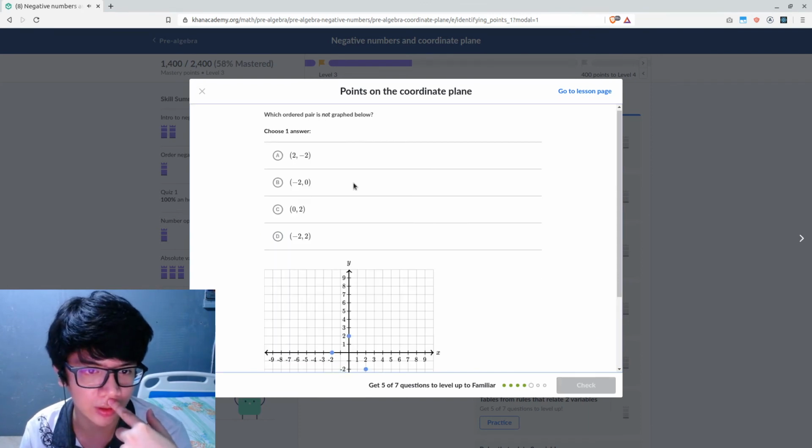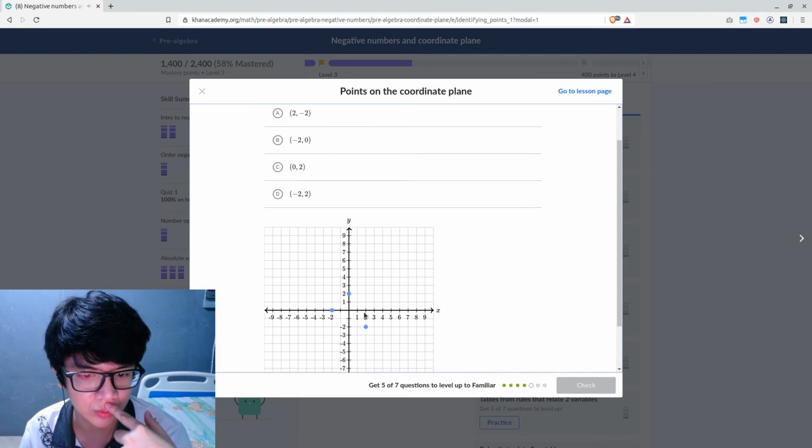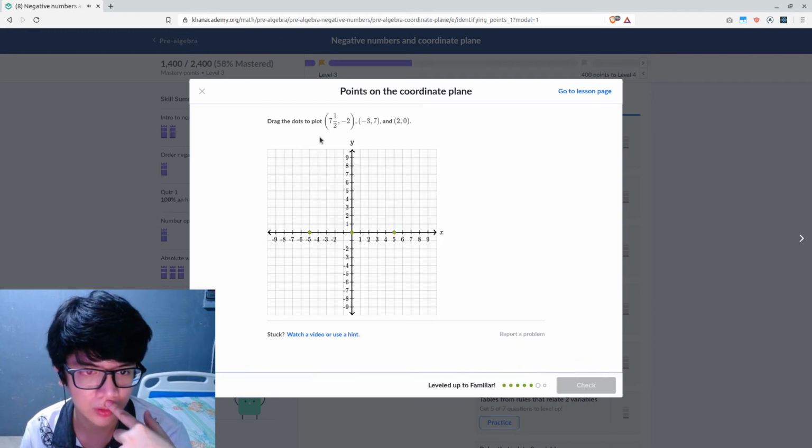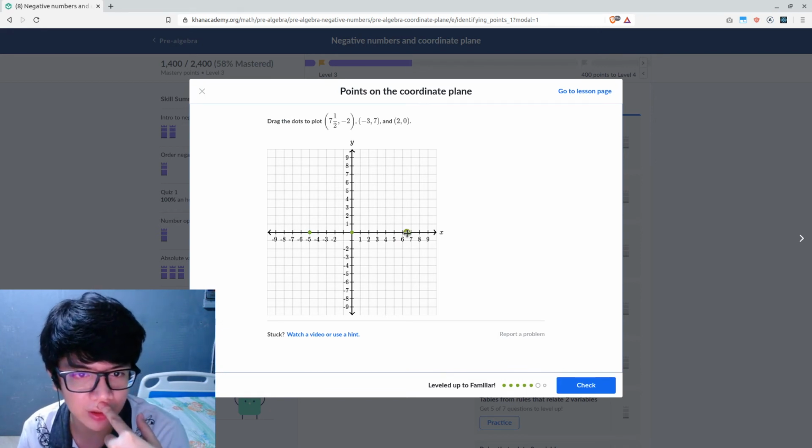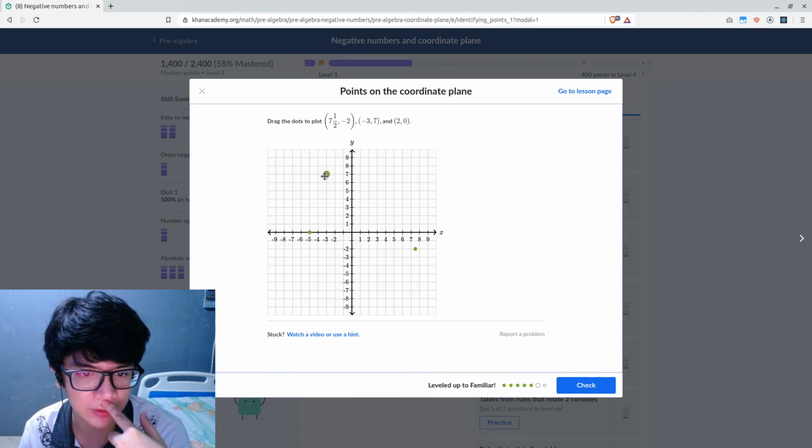Which ordered pair is not graphed below? Okay, +2, -2, -2, 0. 0, -2, so -2, -2. Drag the dots to plot. 7.5 and -2. So you have -3 and +7, 7, and we have 2, 0.